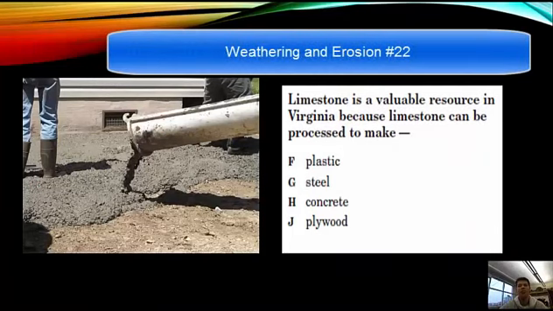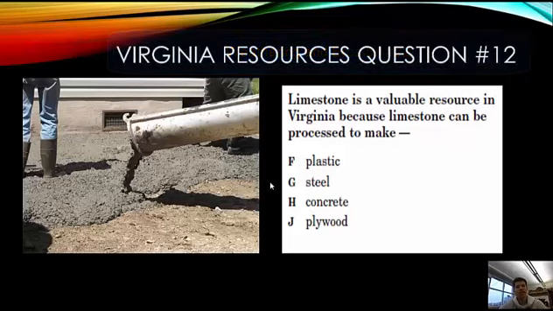Limestone is a valuable resource in Virginia because limestone can be processed to make what? If you ground up the limestone, you add some water to it, it does not make plastic. It definitely does not make steel. I hope you wouldn't pick wood. We know that comes from trees. And our best answer here is H, concrete. That's what limestone is used for, building materials and construction.